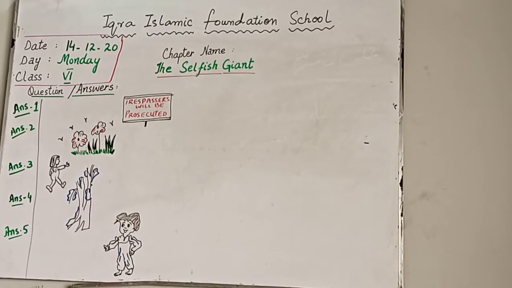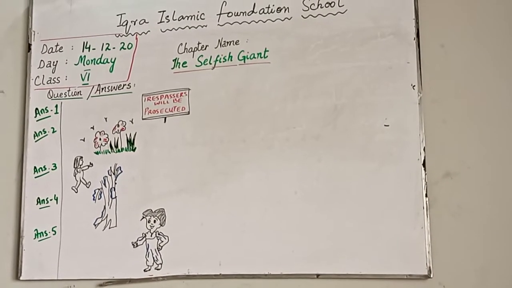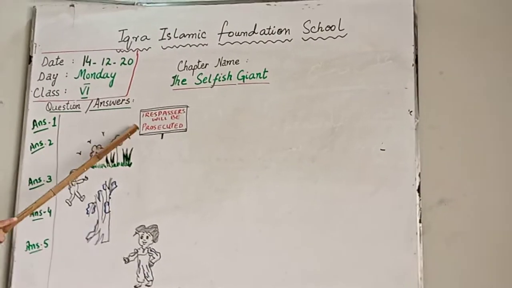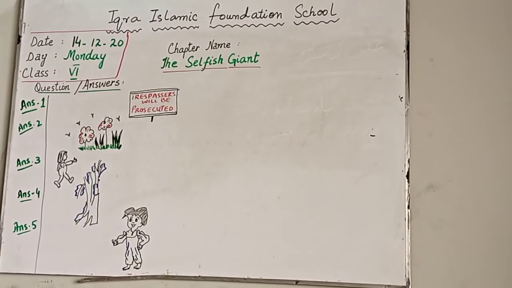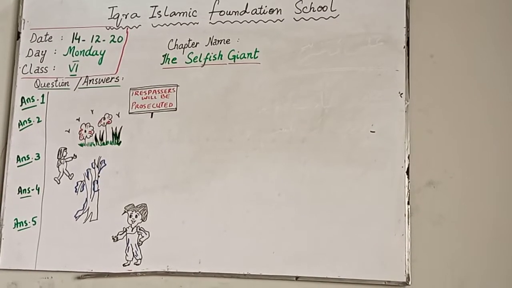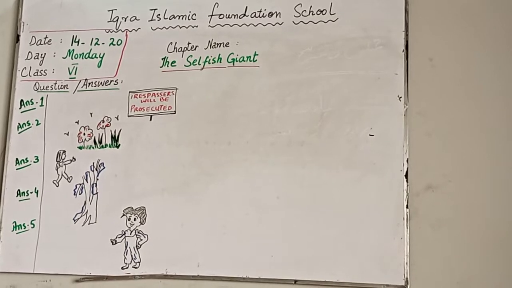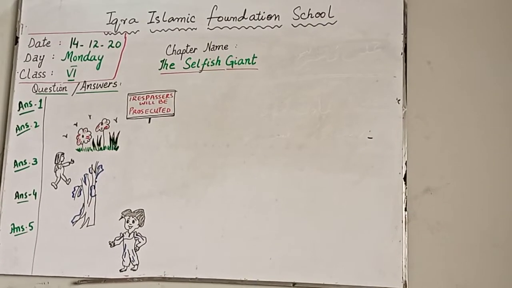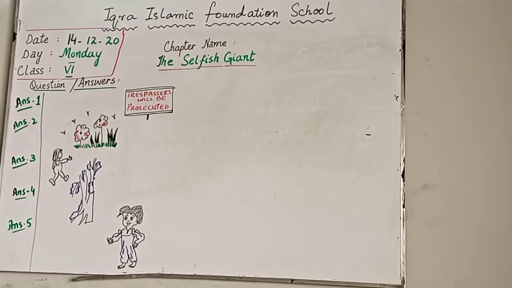So in your answers you have to write by yourself that the giant put up a huge sign. By this note, the trespassers will be prosecuted. But not only this, he also built huge walls around his garden so that no children would be allowed to enter. I hope I have explained and you will be able to write it by your own.